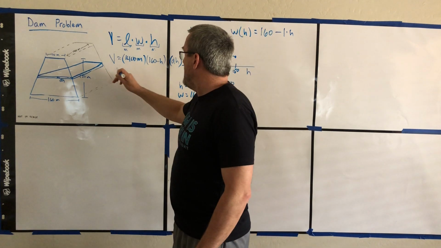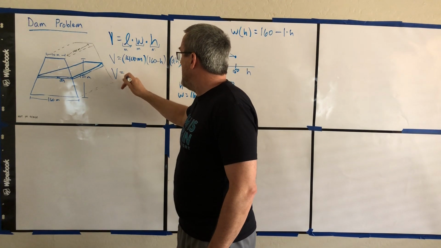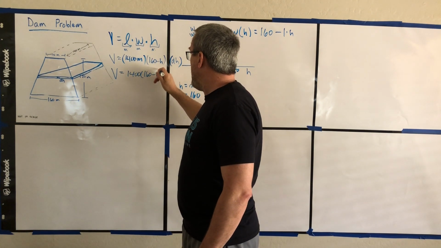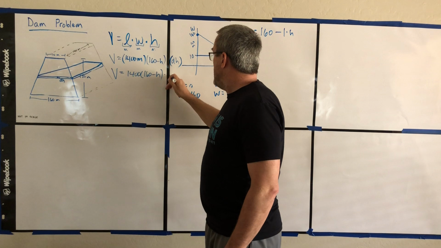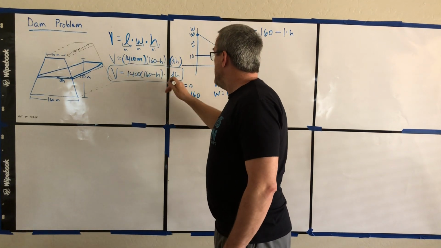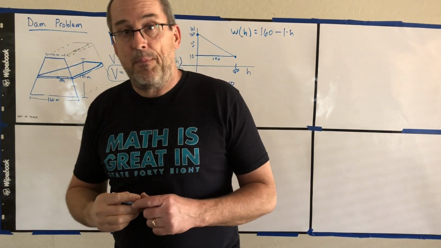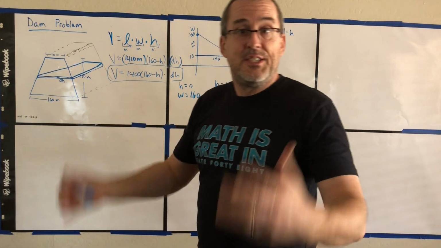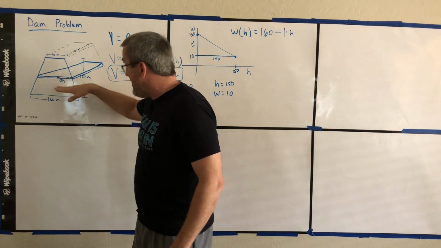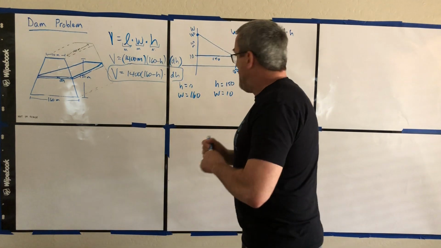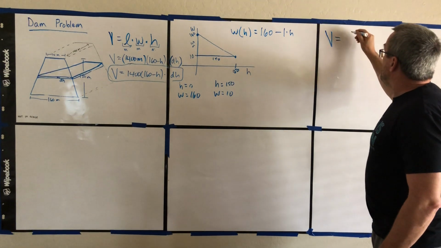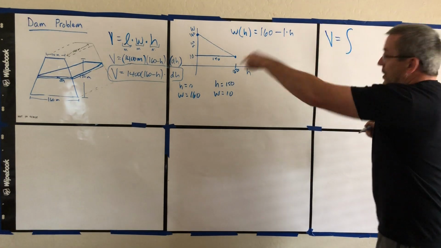So all together here, the volume of a particular slab is 1400 times 160 minus whatever height level we're at, times that delta h. This is a representative volume of any slab. Now, what is calculus for but summing stuff up? What we want to do is sum up the volume of each and every one of those slabs. To get the overall volume of this dam material, we want to sum up all of those.